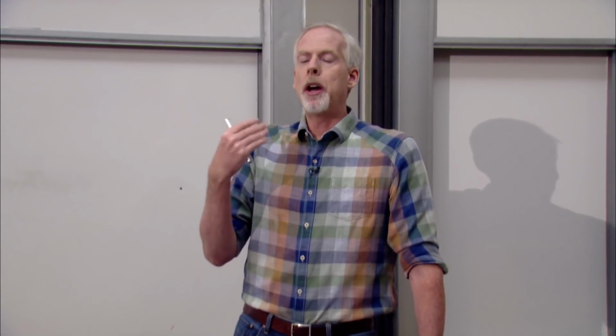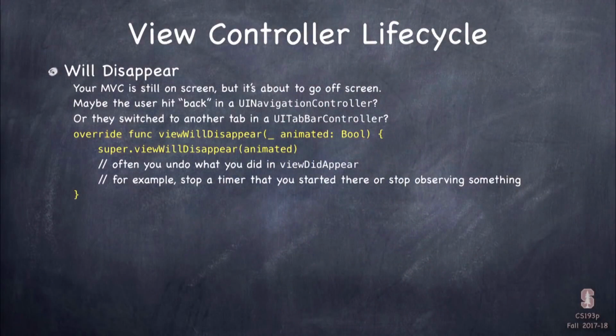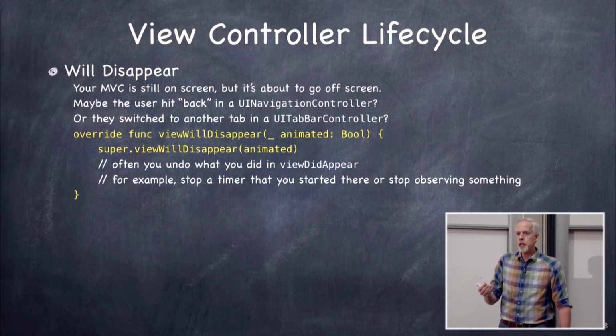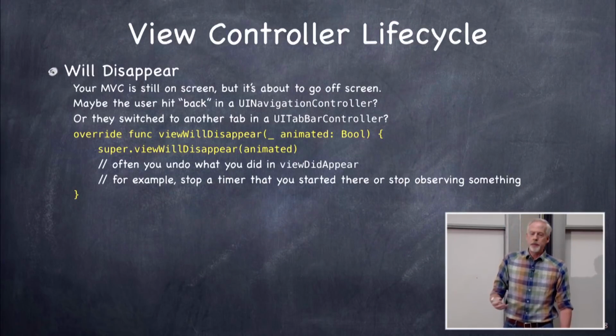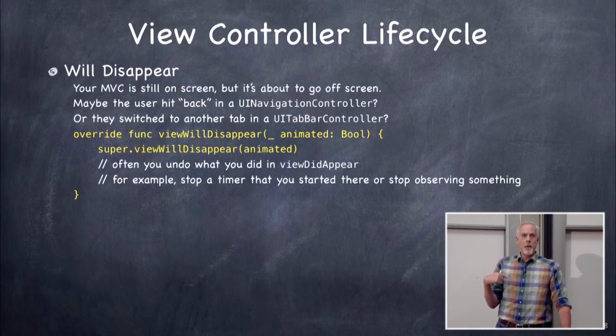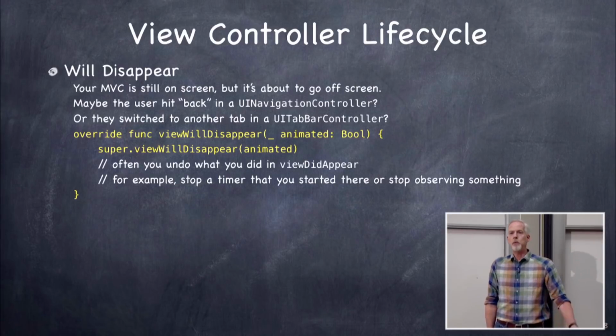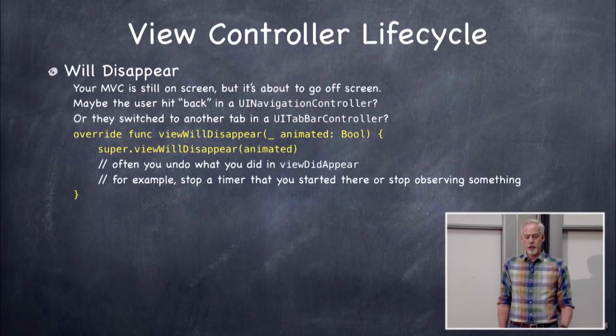Okay. All right, so there's also viewWillDisappear. You get this right before you go away. This is a great place to undo what you did in viewDidAppear. Okay, so if you started a timer or started some animation or started watching GPS or something like that, this is a good place to stop doing that. Okay, because you now know that you're going to disappear. And then when you reappear, you'll turn it back on in viewDidAppear. So they kind of work together, these two.